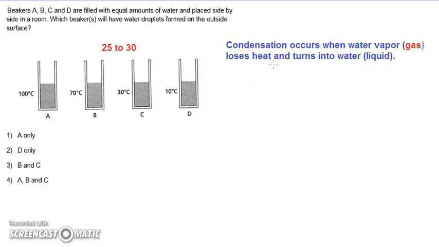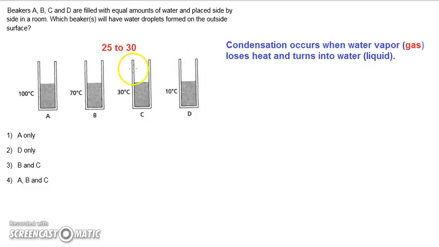Next one is 70 degrees Celsius. Again, 25 to 30 degrees is the temperature of the water vapor, and when it touches 70 degrees Celsius, it won't be losing heat. In fact, the water vapor will be gaining heat again. And we know for condensation to occur, there must be heat loss. So in B, there will not be any condensation on the outside surface.